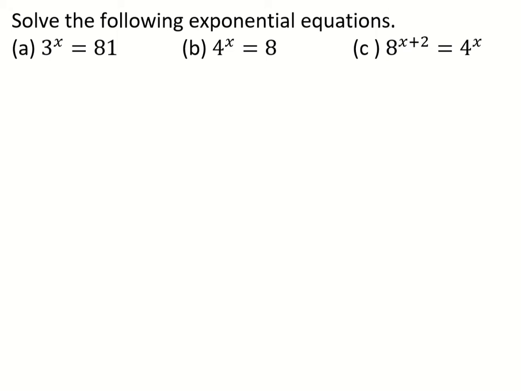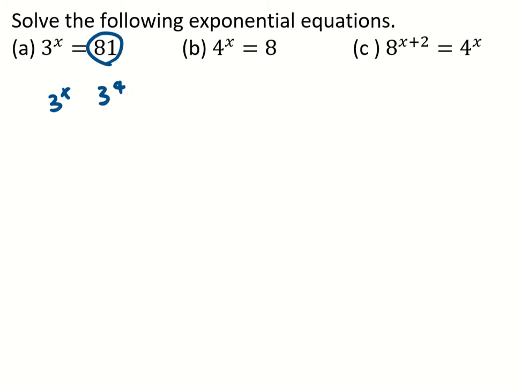In this video, we'll solve these three exponential equations. Let's look at the first one. 3 to the x equals 81. You probably have noticed that 81 is a power of 3. 81 could be written as 3 to the 4th.